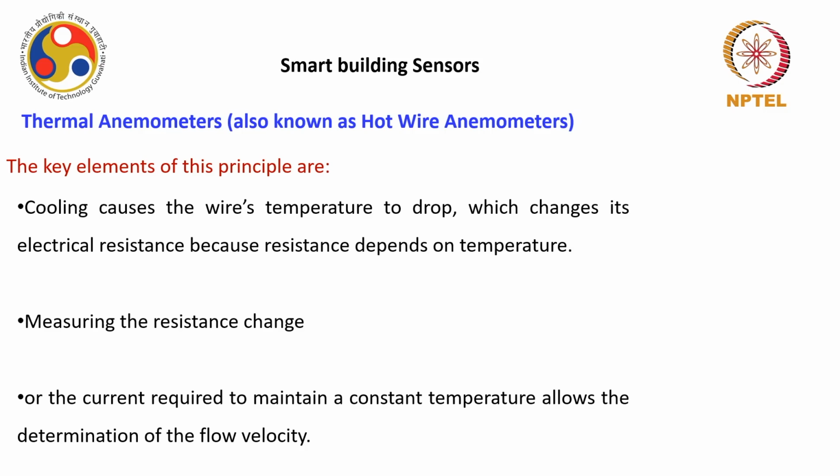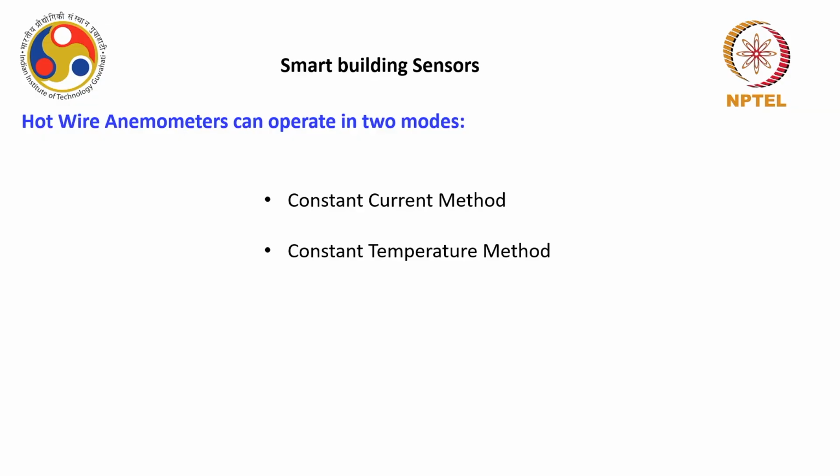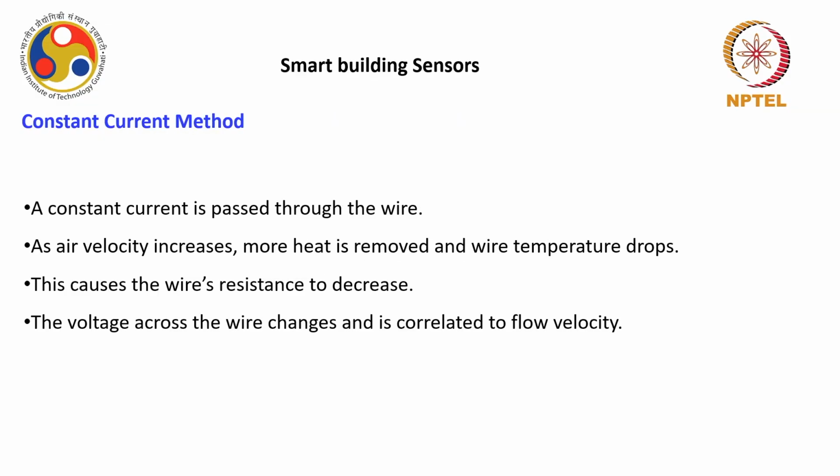By measuring the resistance change, or the current required to maintain a constant temperature, one can determine the rate of flow or the velocity of the air flowing over the wire. The principle is pretty simple. There are two different modes in which a hot wire anemometer can operate: one is the constant current method and the other is the constant temperature method. Let us see what the constant current method is.